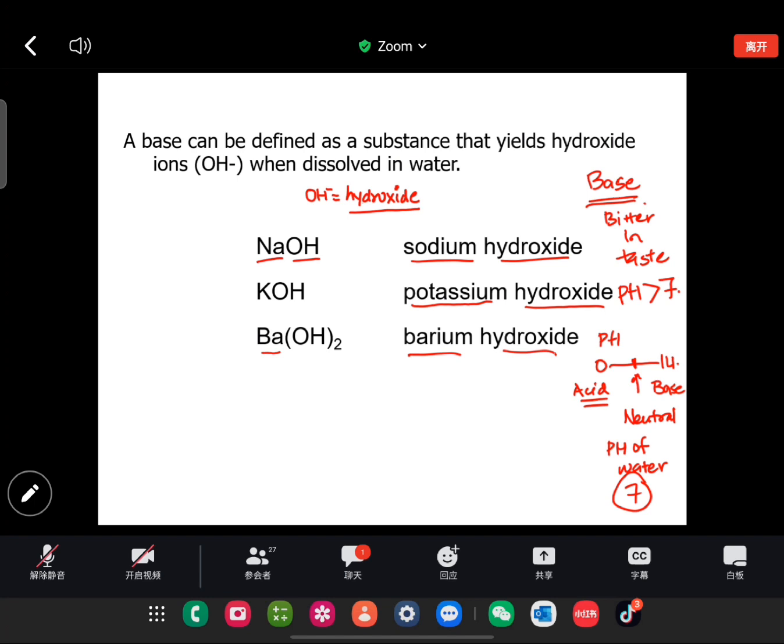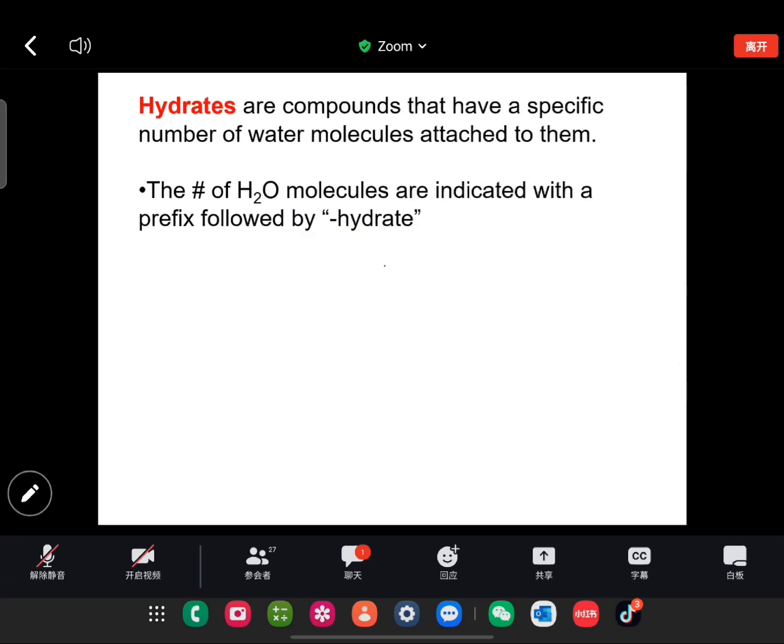Okay, so you just have to write the compound. It should end with hydroxide, and the beginning will be whatever metal is present. And this is also a positively charged metal with a negative ion, so it's kind of an ionic compound, right? So that's how we write the name of the base compound.